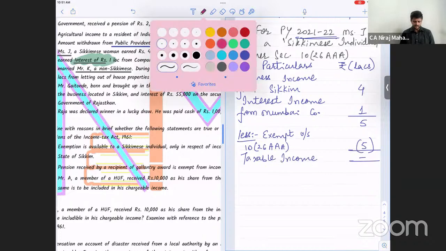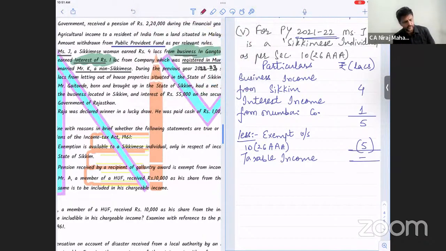Please understand. Let me change the question a little bit. This much you have covered till now, written in your notebook. What if she has one more business in Tamil Nadu? She has business in Sikkim and business in Tamil Nadu. What will happen? Tamil Nadu business will not be exempted. It will be taxable then. So only the incomes earned from Sikkim will be exempt for sure.